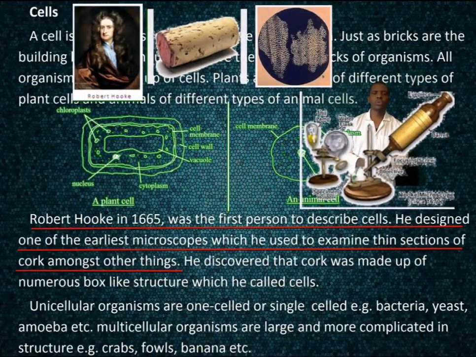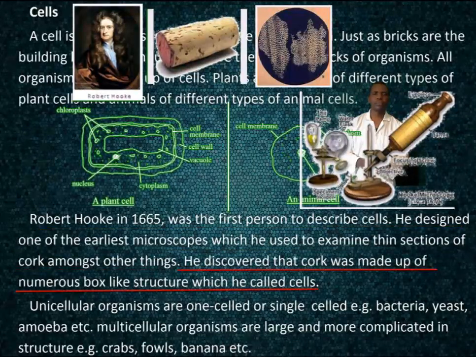Robert Hooke in 1665 was the first person to describe cells. He designed one of the earliest microscopes, which he used to examine thin sections of cork, among other things. He discovered that cork was made up of numerous box-like structures, which he called cells.